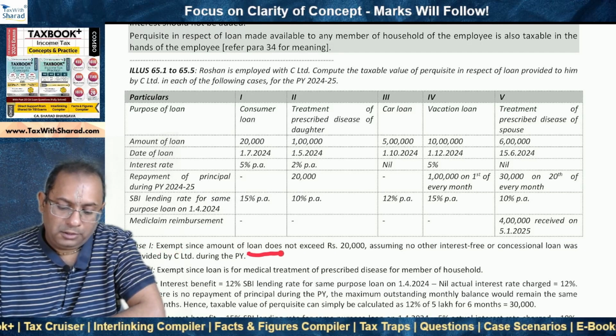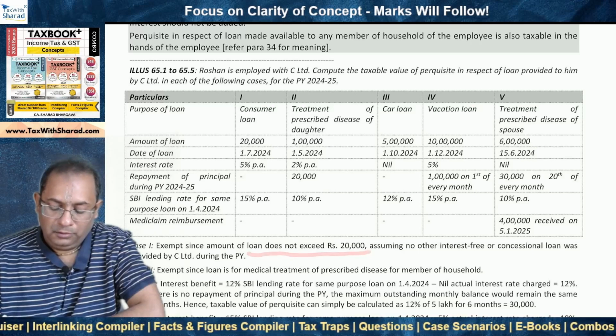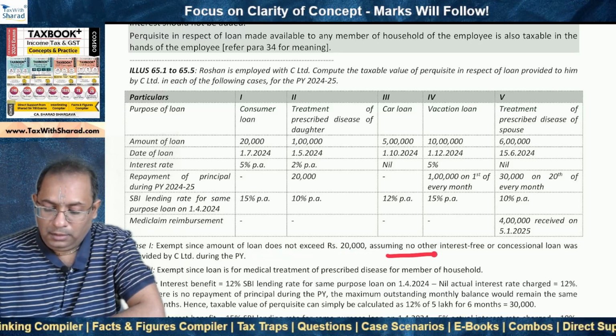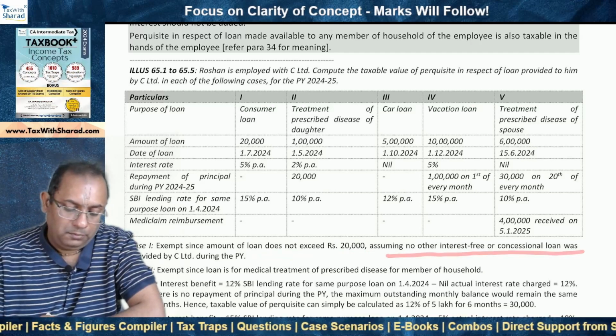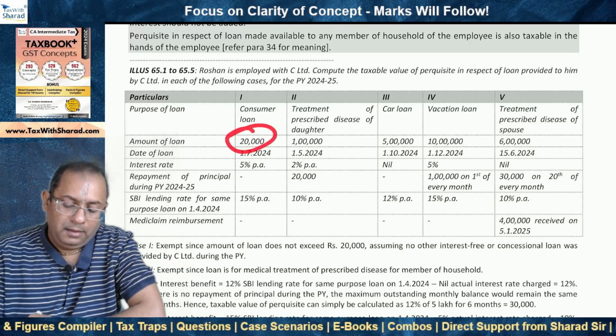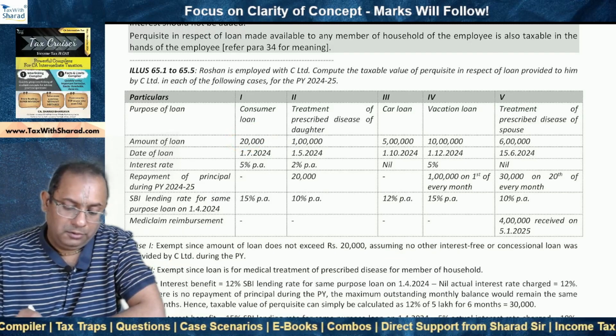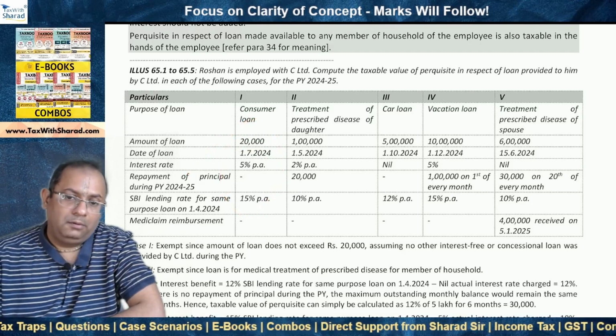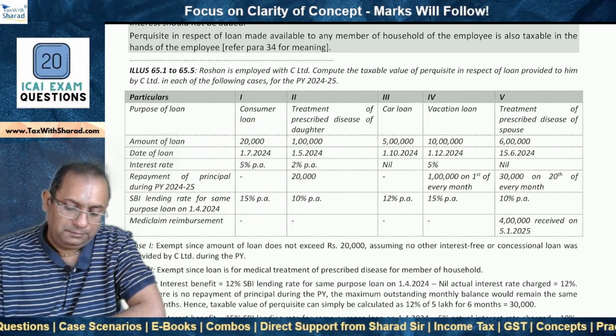Since the amount of loan is 20,000, it does not exceed 20,000. And it has been assumed that no other interest-free or concessional loan was provided by C Limited. So the aggregate is 20,000 but doesn't exceed 20,000. So this remains exempt. No taxable value in terms of perquisite arises.